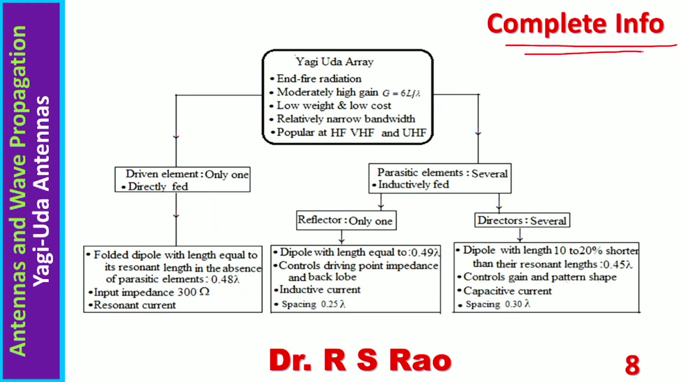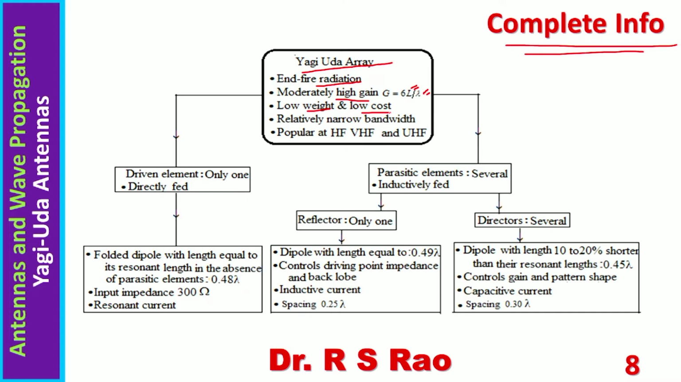Complete info, mechanical structure as well as electrical characteristics, are given in a tree diagram in this slide. Name is Yagi Uda Array. Radiation is end fire one. Gain is moderately high. It is roughly 6L over lambda, where lambda is wavelength and L is length of the array.